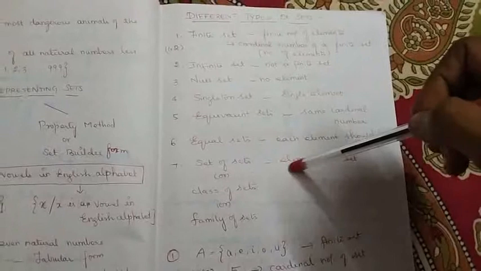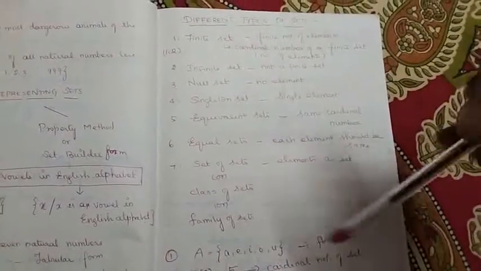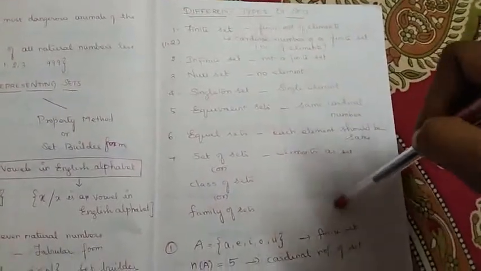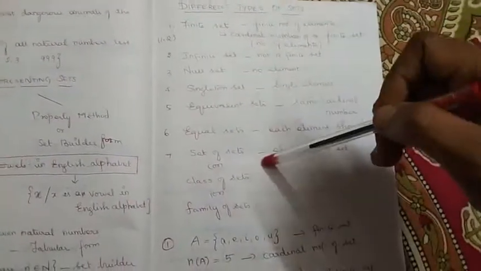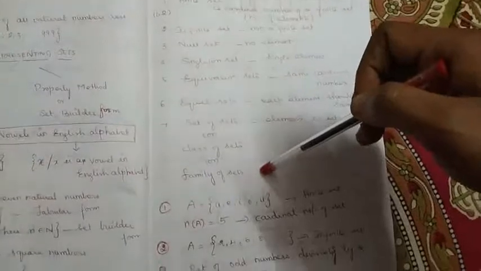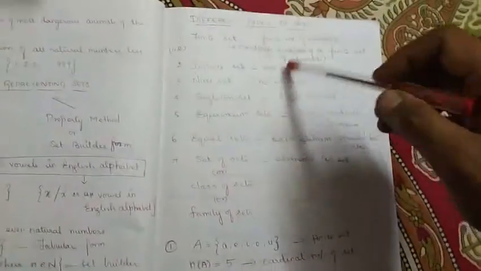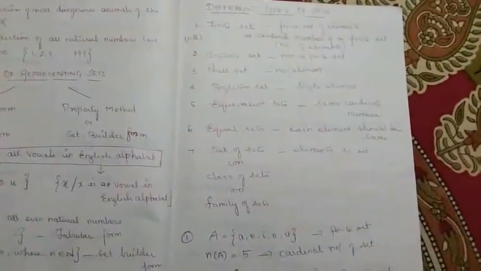Then set of sets means elements as sets. If a set has elements as other sets, then we will call it a set of sets or class of sets or family of sets. Right? Hope you remember all these types of sets.